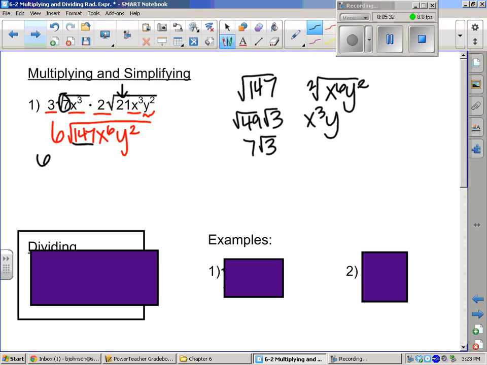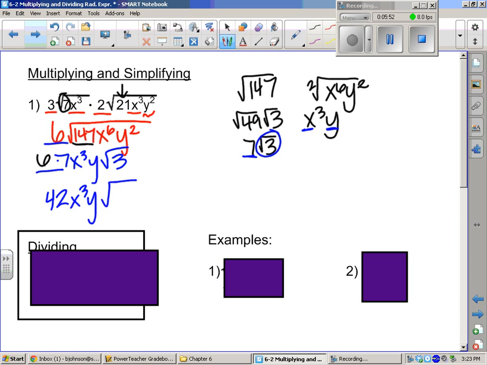So let's reorganize our stuff. I have a 6 from the outside. That was already there. I'm bringing this 7 on the outside. These guys are on the outside, x to the 3rd and y. And then the only thing trapped on the inside is the square root of 3. Last thing I should do is put those together. So 42 on the outside, x to the 3rd y, square root of 3.